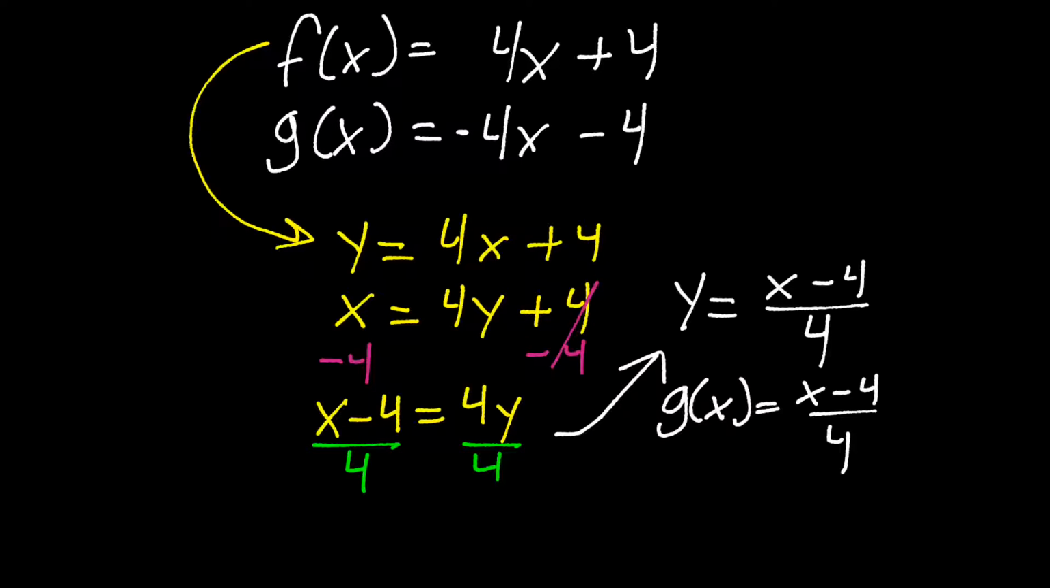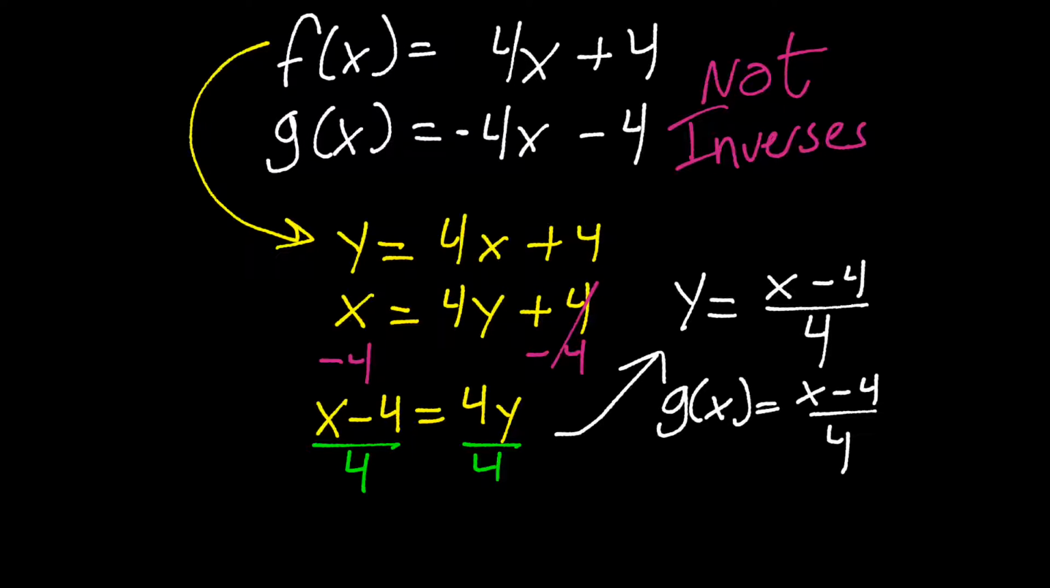And now we have to compare. Is this the exact same as this? And hopefully by looking at it you realize no, they are not the same. So therefore these are not inverses. When we trade our x and y and solve for y, this has to match this identically for them to be inverses. And since they don't match, they are not inverses.